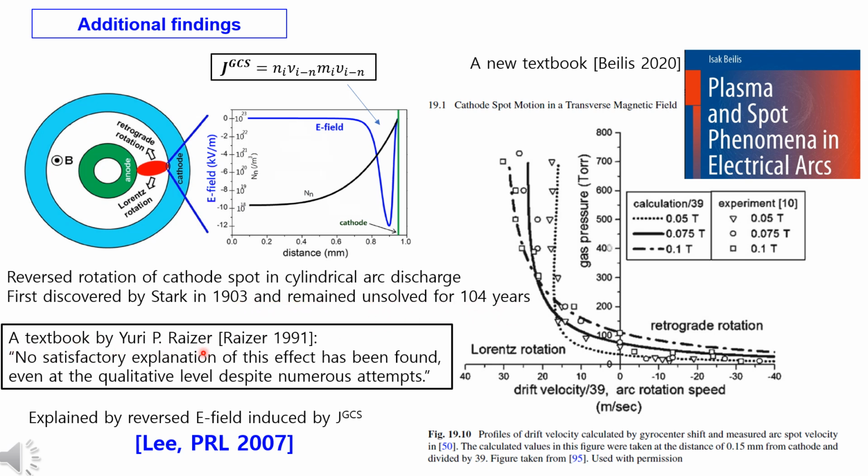A famous textbook written in 1991 said that no satisfactory explanation of this effect has been found, even at the qualitative level, despite numerous attempts. This was explained by the reversed E field induced by the GCS current in front of the cathode spot in 2007. So now a new textbook includes this explanation for the reverse rotation.